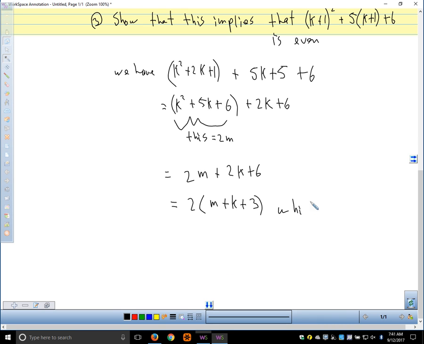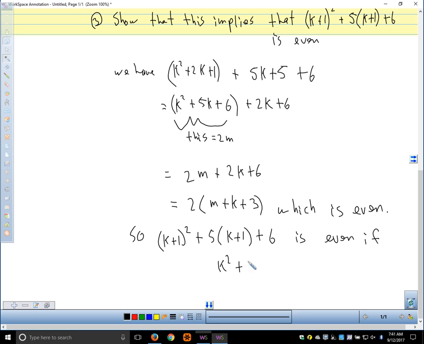Which is even. So k plus 1 squared plus 5 times k plus 1 plus 6 is even if k squared plus 5k plus 6 is even. This shows that the statement must be true for all n.